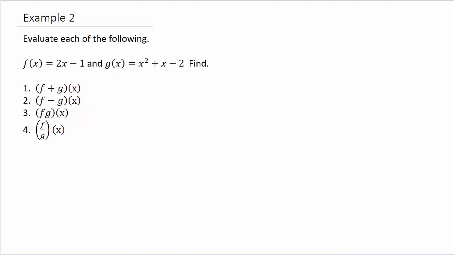Alright, so let's go ahead and get started. So let's look at the first one. We've got f plus g of x. Okay, so let's just write it out what it is. F plus g of x, all that is f of x plus g of x. Okay, well, what's f of x? That's 2x minus 1. So that equals 2x minus 1 plus g of x.